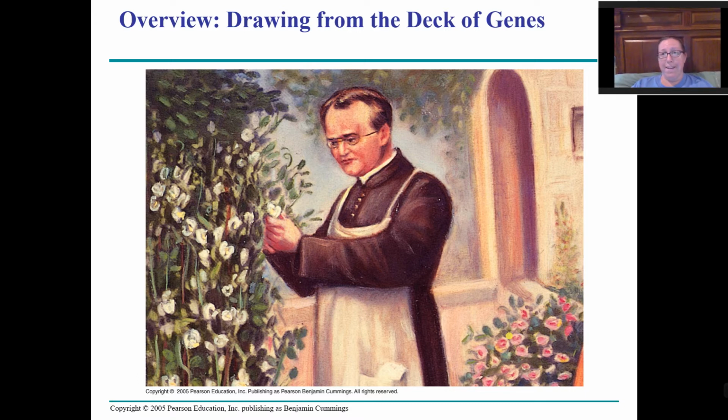So this is my favorite part here. And this is a picture in front of you of Mendel, and Mendel was an Austrian monk working on pea plants. And he is known as the father of Mendelian genetics.